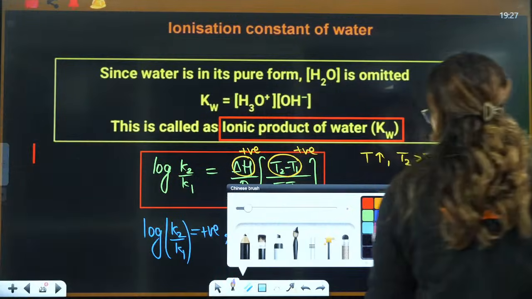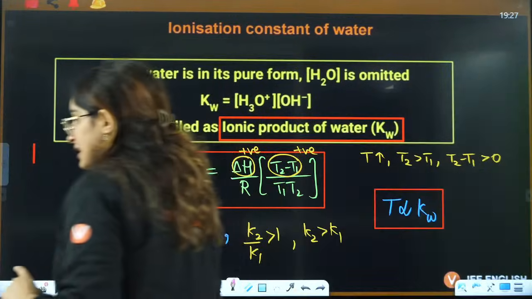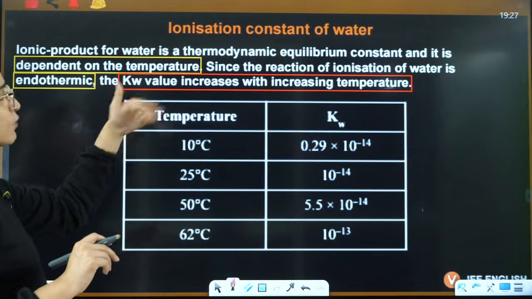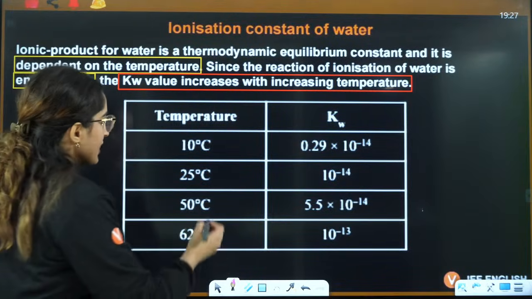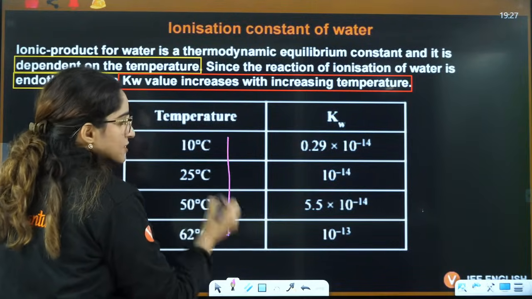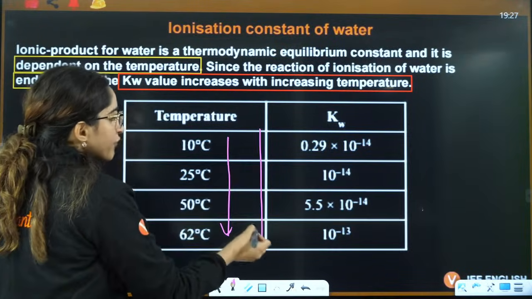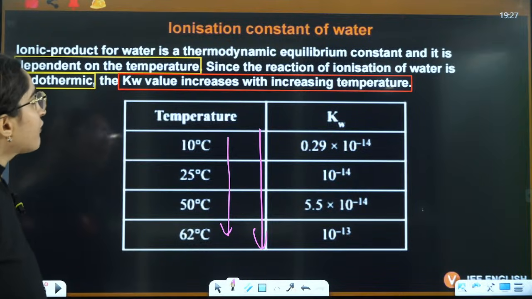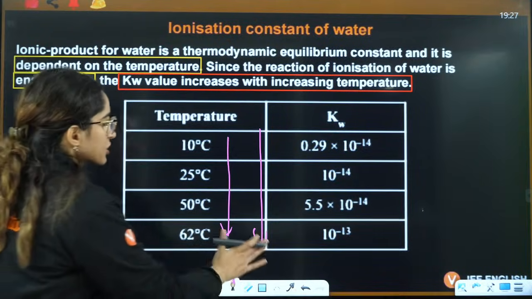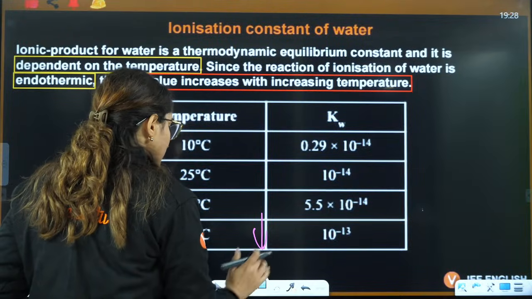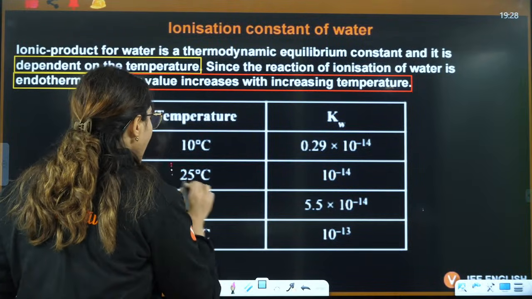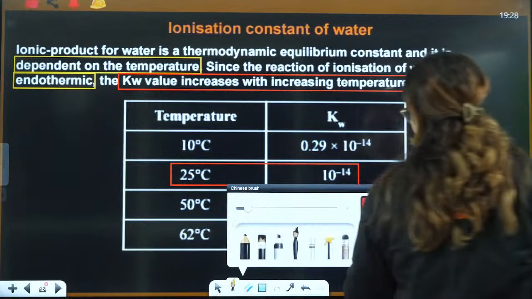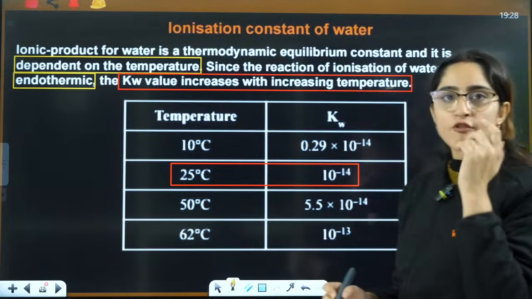Right? Okay? Now, as you can see over here, we have defined why the temperature is increasing. So if you see from the data as well, as the temperature is increasing, the value of Kw is also increasing here, right? The Kw value increases with increasing temperature. And if you see, this value is fixed at every temperature, and at room temperature it is defined as 10 raised to power minus 14.